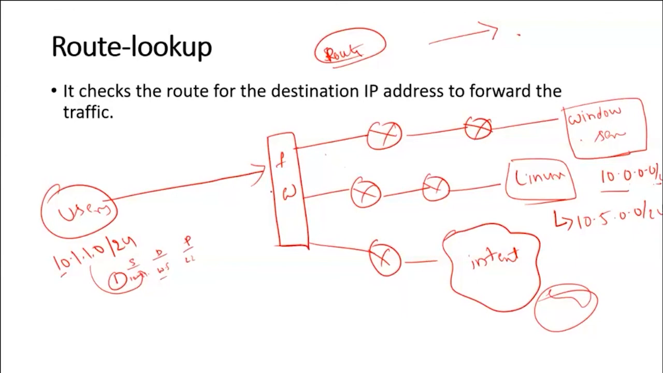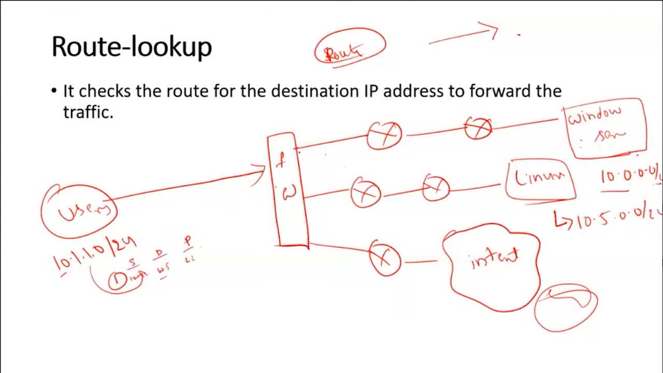Now we have allowed the traffic from the user trying to access the Windows server, and it comes to our firewall. The firewall has rules stating to allow the traffic. Then it has to reach the destination, right?